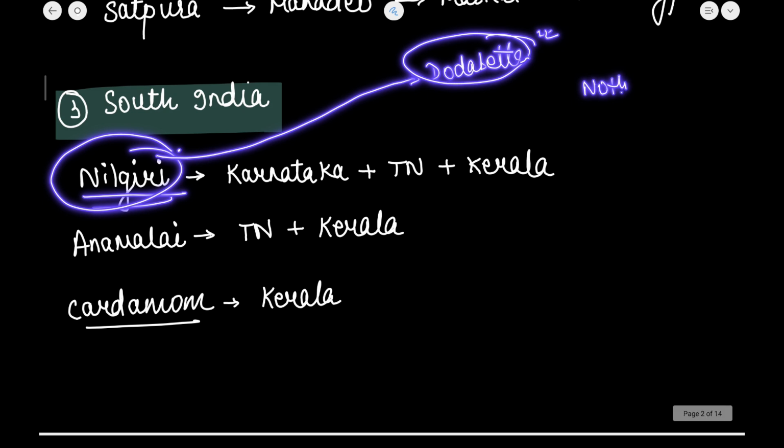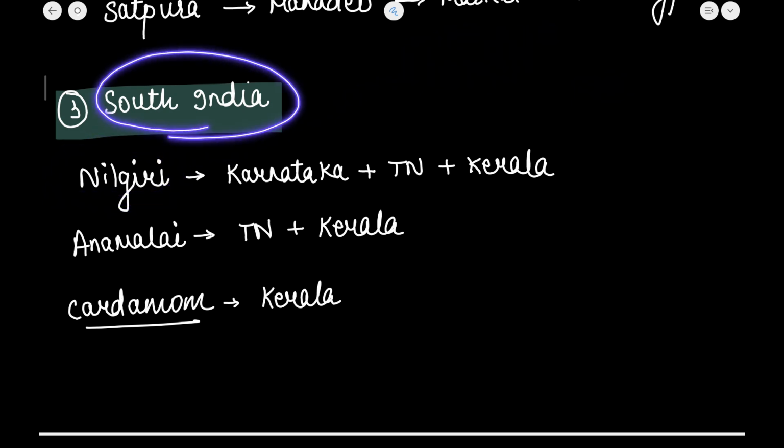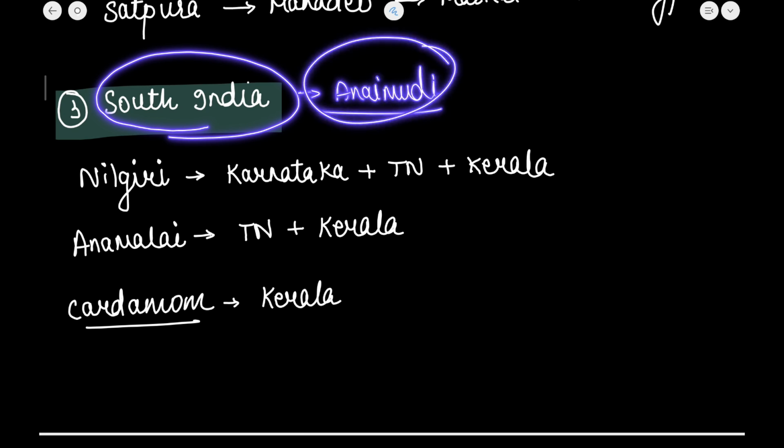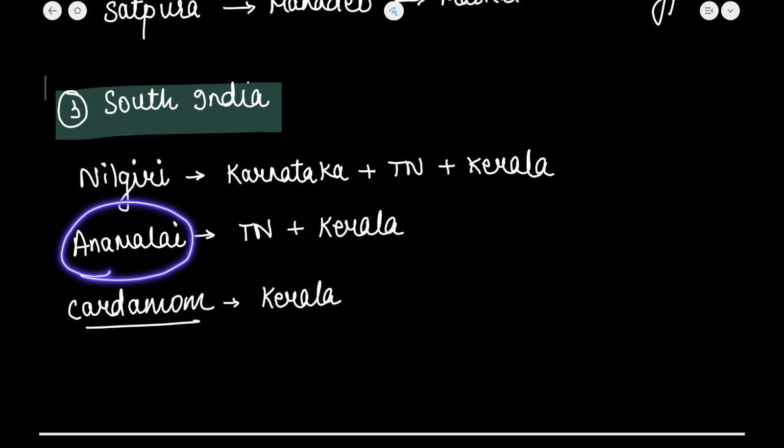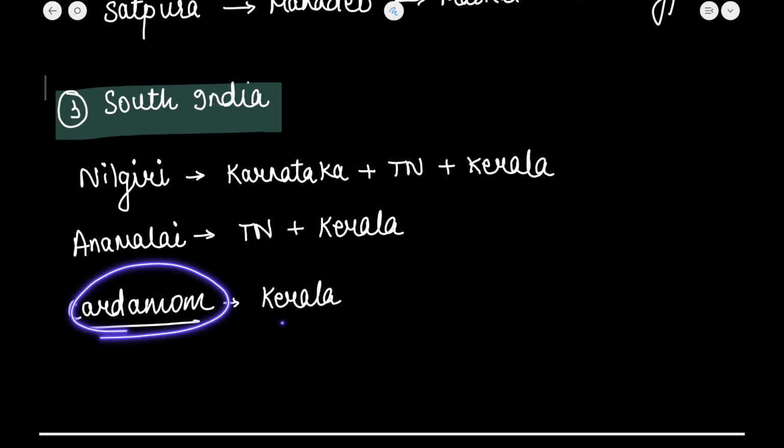Okay, if I talk about South India as a whole, so Anaimudi is the highest peak in South India. Now if I talk about Annamalai, these Annamalai lies in Tamil Nadu and Kerala, and if I talk about the Cardamom Hills, these lie specifically in the state of Karnataka and only the state of Karnataka. Okay, the highest peak I've already told you is Anaimudi.